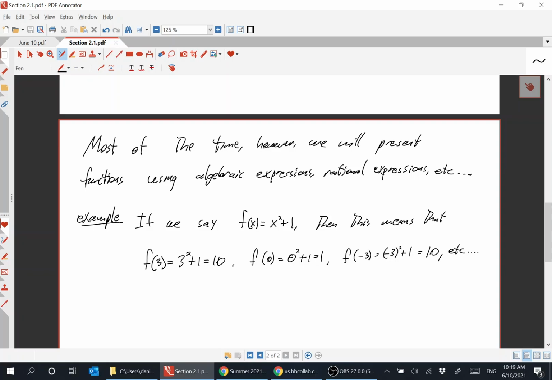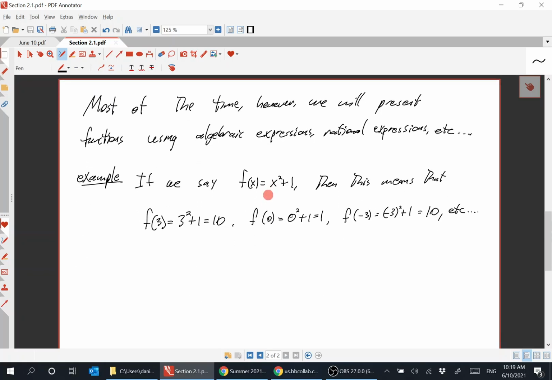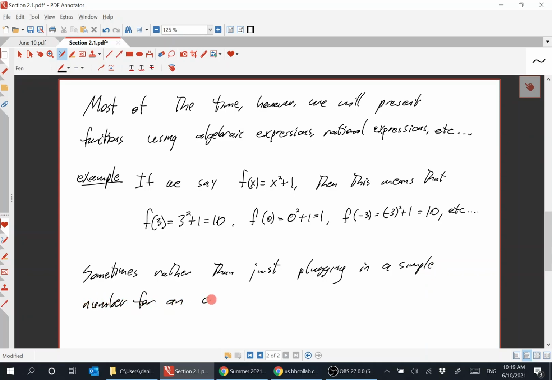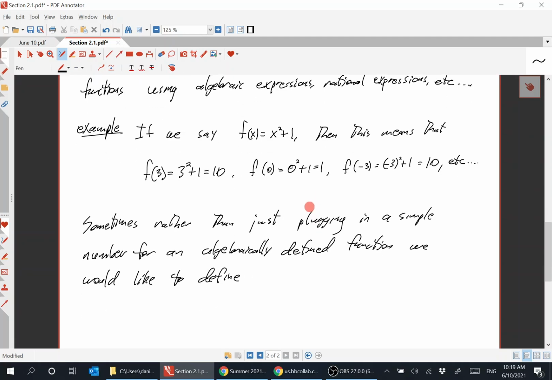Sometimes, rather than just plugging in a simple number for an algebraically defined function, we would like to define other algebraic expressions using that function.